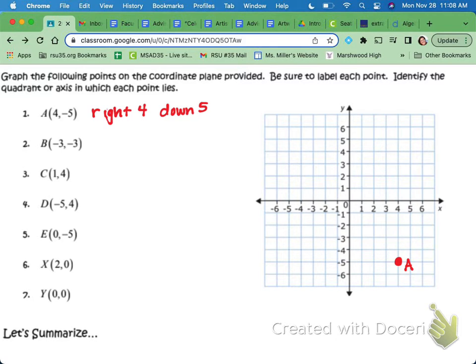Point B is (-3, -3), so that means I'm going to move to the left 3, down 3. Always start at the origin. So left 3, down 3, put a dot, that would be point B.